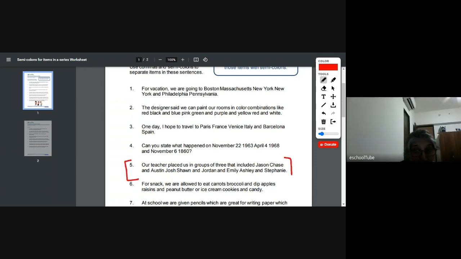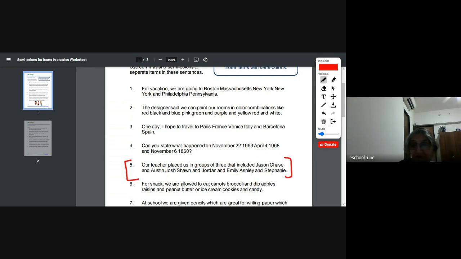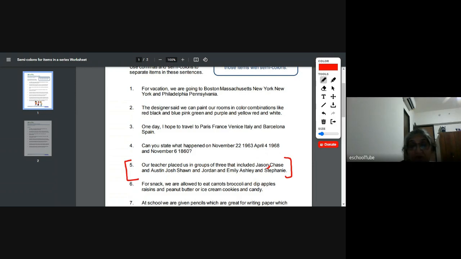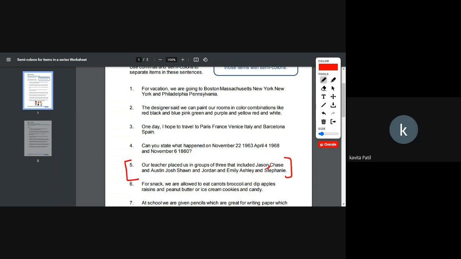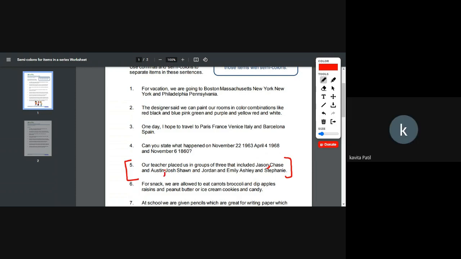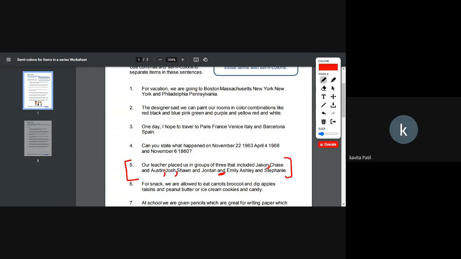So now don't be confused. Okay. Yes, ma'am. Now I'll tell it neatly. After Jason, it will be comma. After Chase, it will not come because and is used. And after Austin, it will come semicolon. Then after Josh, it will come comma. After Jordan, it will come semicolon. Why? There is an and here. No, ma'am. So no semicolon. Then after Emily, it will be comma. Done, ma'am. That's it.